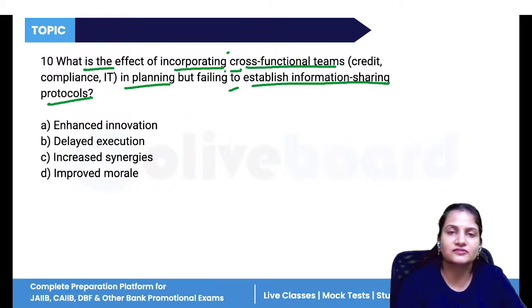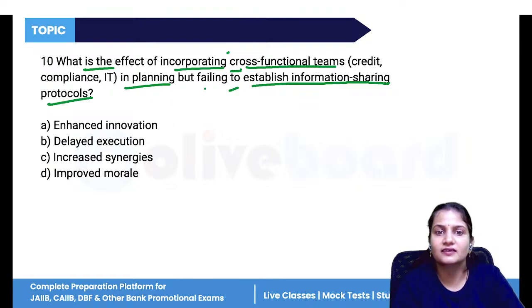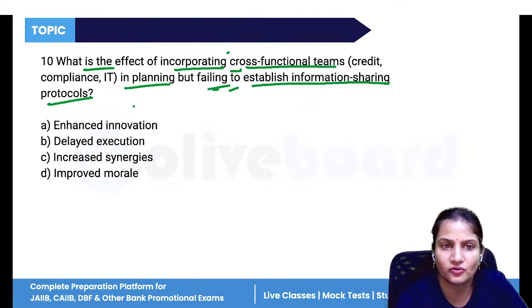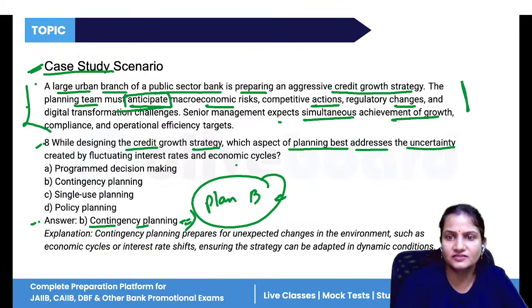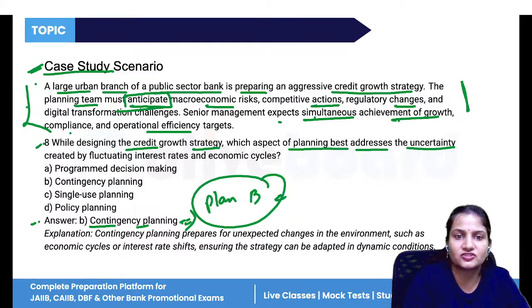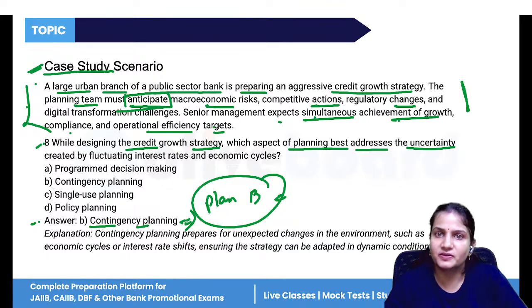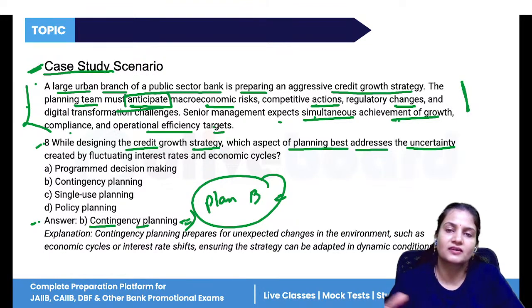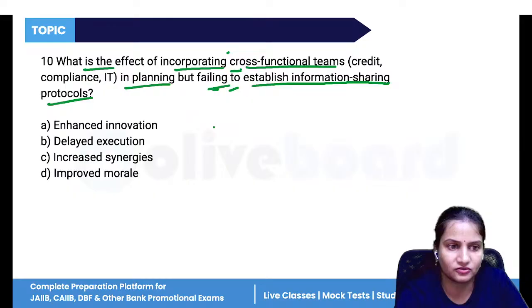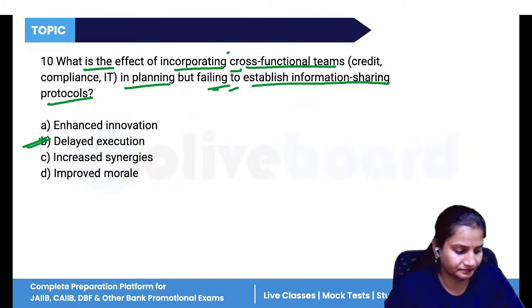Why? Because their work is to do some other thing. In that case, when the execution is not done properly, when implementation is not done properly, then this type of information sharing protocol fails. See, senior management simultaneously expects achievement of growth, compliance, and operational efficiency targets. Senior management expects that at the same time every activity should happen, but it is not possible. You have to give time also, and you have to hire more and more people. So that is delayed execution.